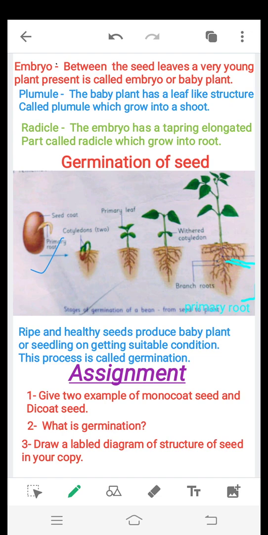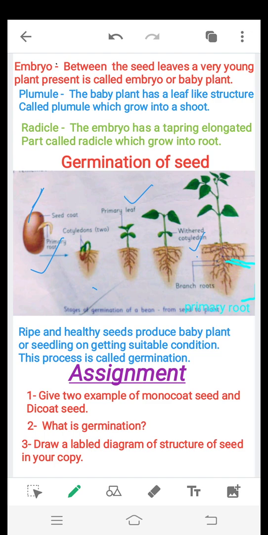When the seed soaks water from the soil, the seed coat is slowly removed, and the cotyledons come out from the soil towards the light. That is called primary leaf. Here you see this cotyledon which comes out from the soil towards the light and grows as a leaf is called primary leaf. Then when the plant grows, a new leaf comes out. The cotyledon withers out. That we call withered cotyledons.